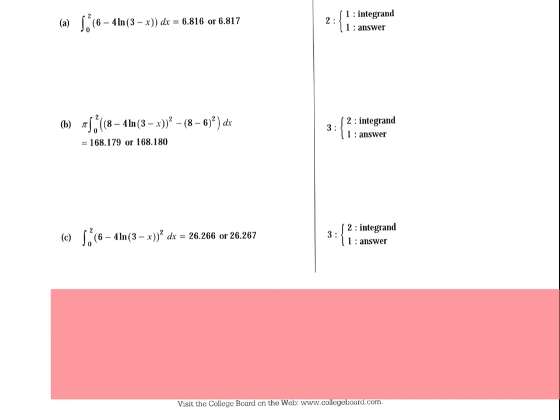Basically, you just need top minus bottom, quantity squared. So 2 points for the integrand. The top is 6. The bottom is 4 ln 3 minus x, quantity squared. And it's pretty simple for that. The integrand is worth 2 points, and then your final answer, 26.266 or 26.267, is worth your last point.